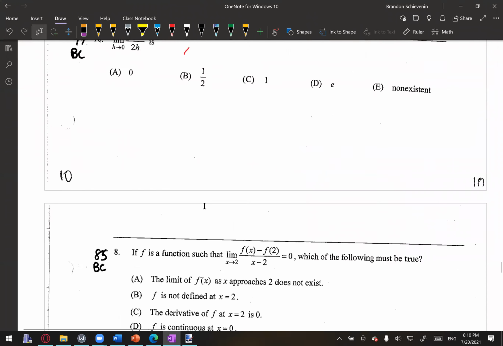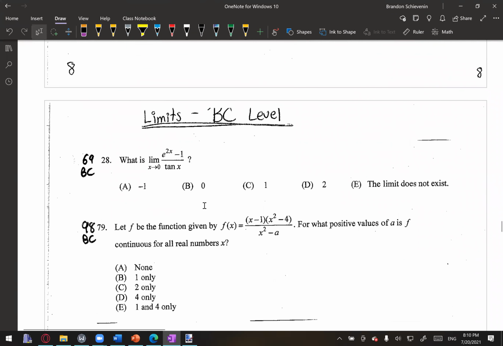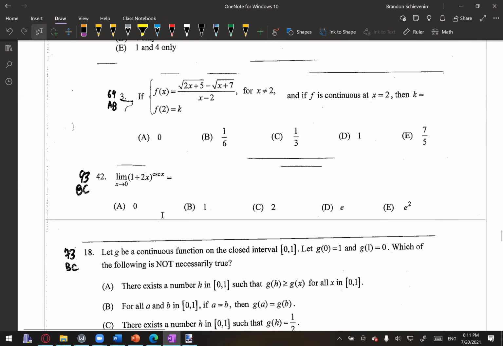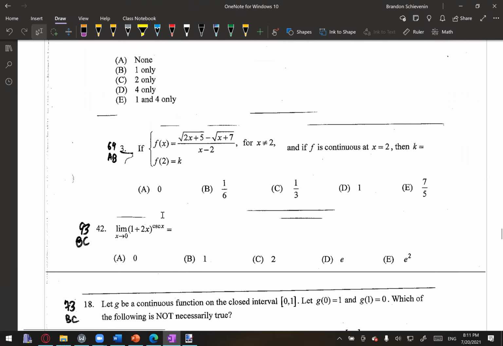Were there any of the ones that were on the earlier limit section that you needed help with? Well, the limits only has a page. I'm not sure for 3, 42, and 18. Yeah. 3, 42, and 18.